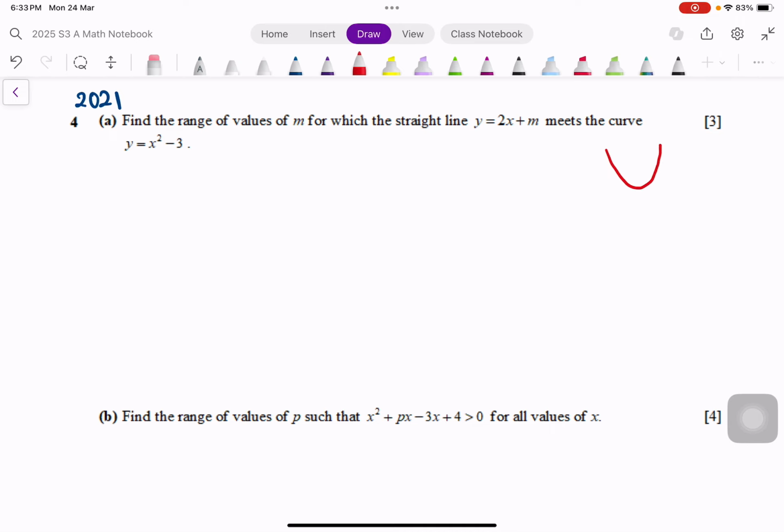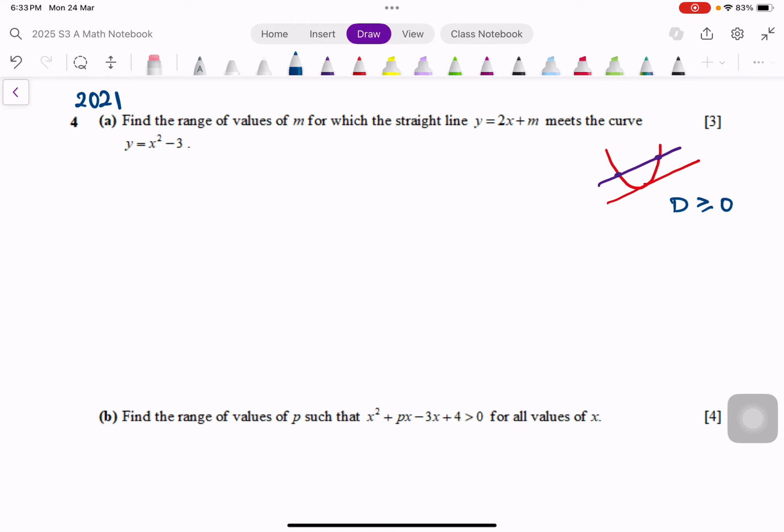Okay, but they never say the straight line cuts at how many points. So the straight line can cut at 1 point. Okay, but the straight line can also, let's say, cut at 2 points. I don't know. But for sure I know that this is a positive gradient line. So it can cut at 1 point, cut at 2 points, I don't know. So in that case, all I can say is that the discriminant must be more than or equal to 0.